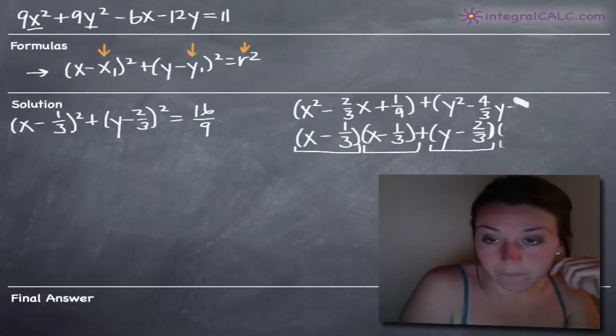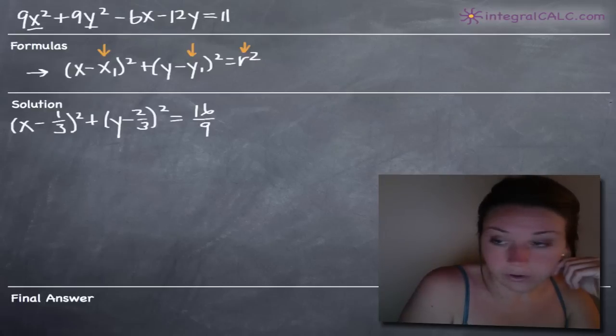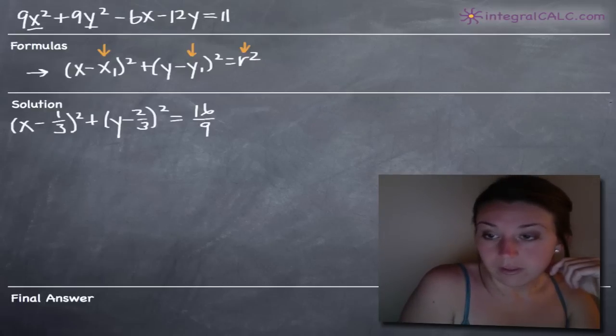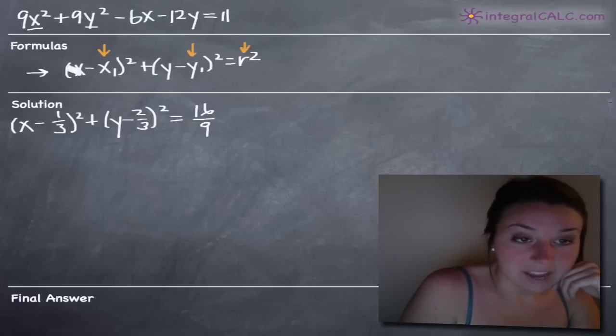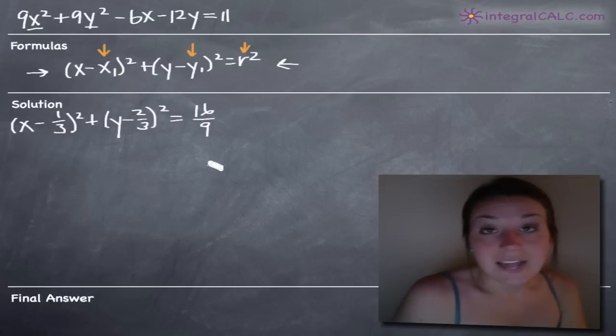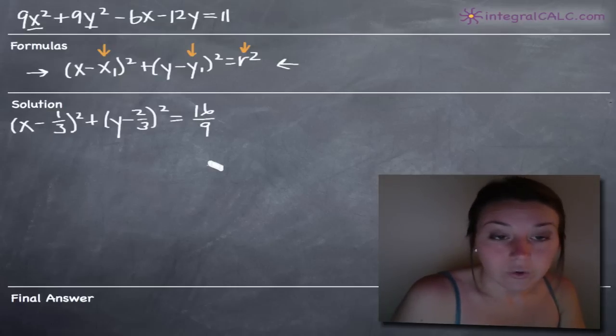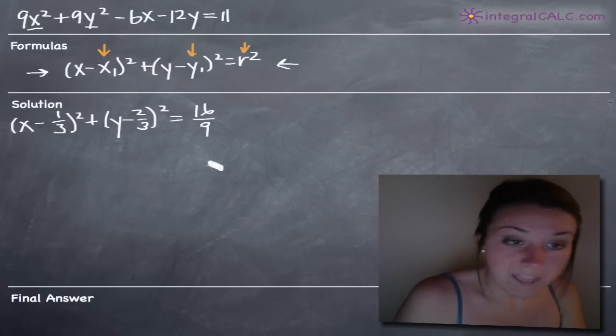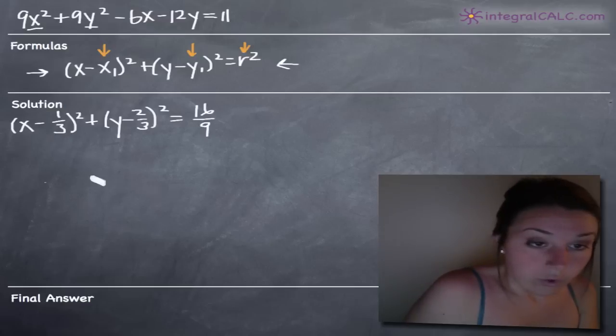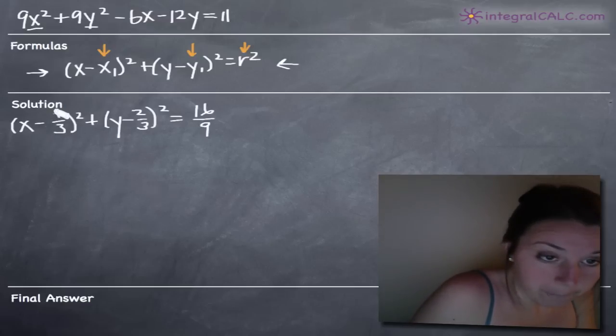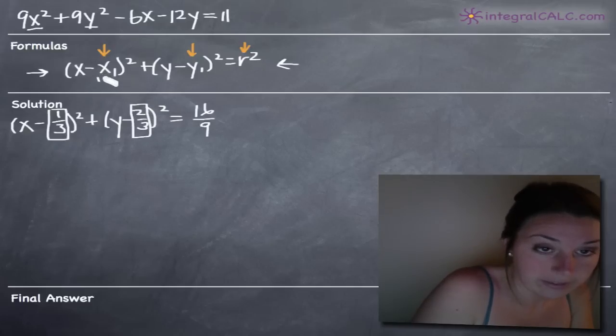So now you can see our equation is in the exact same form as our formula right here. So we can now take out the coordinates of the center of our circle and our radius. So the coordinates of our center are going to be 1/3, 2/3, because we see x sub 1 here and y sub 1 here.